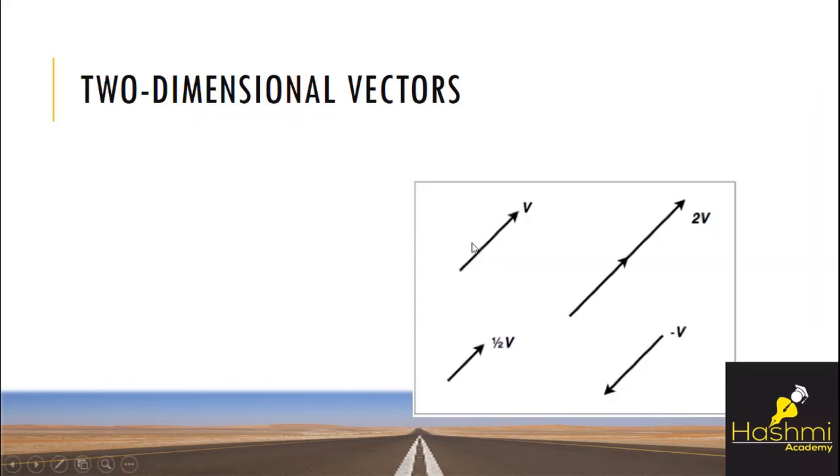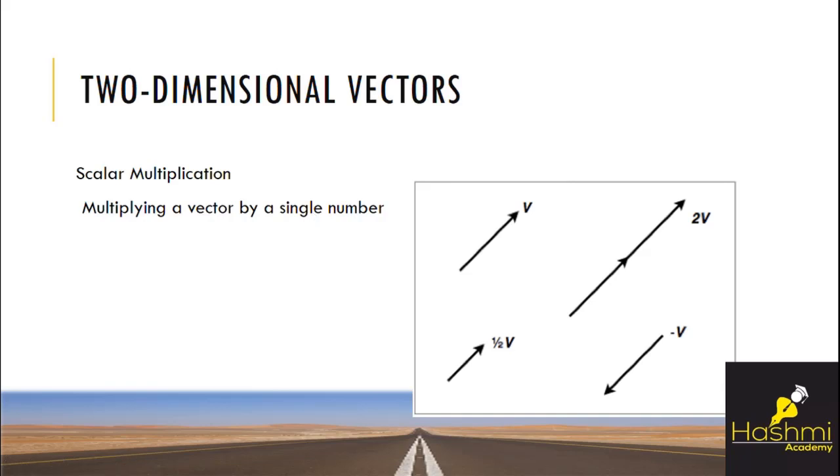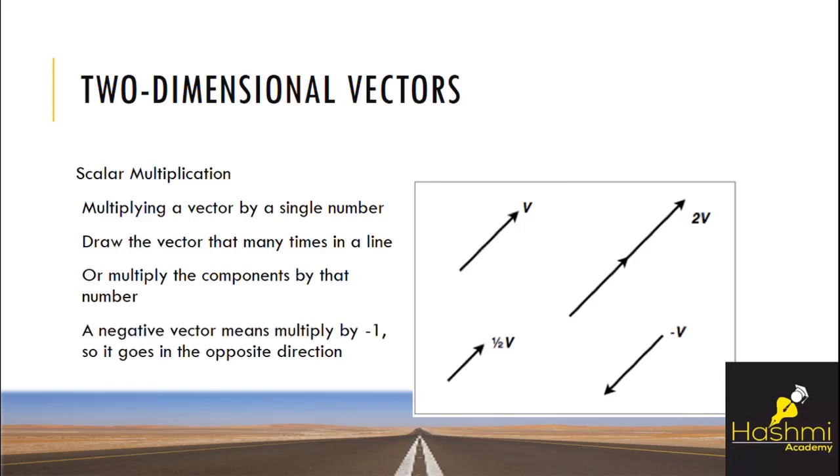So if your velocity is like this, and this is half of your velocity, and this is double your velocity, the direction is the same. This is half of the velocity because your vector gets halved in its length, and this is negative v. It has the same magnitude but opposite direction. So vectors can be multiplied with a scalar number. It is just going to have a greater magnitude, but the direction would be the same. So yeah, this all can be done like this.